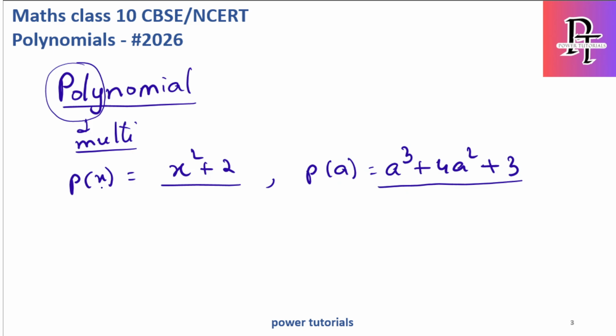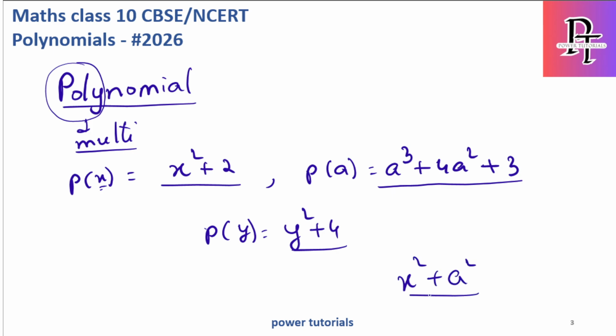Here the variable is x. A variable is nothing but the parameter which we are using. Also I can state p of y is equal to y square plus 4. This is another polynomial, but here the variable is y. Always make sure the variable should be only one. I cannot say that x square plus a square is a polynomial. Here it is not a polynomial, because we have two variables. So here the poly is the multi degree we are talking about, not the multi variable. Here we have a one variable equation.